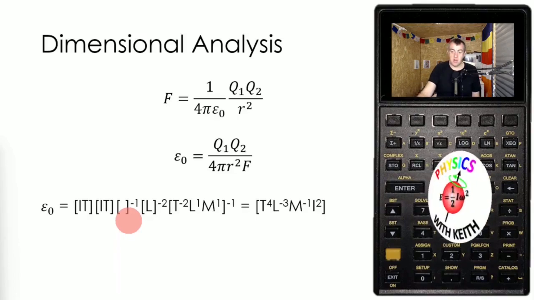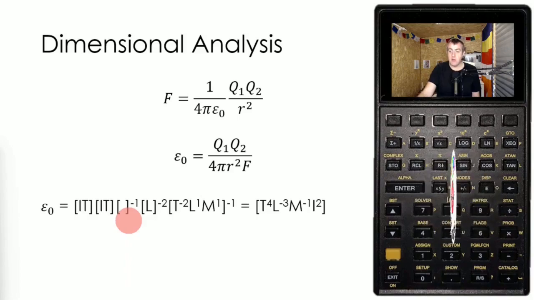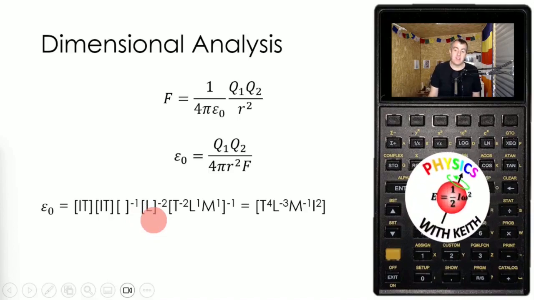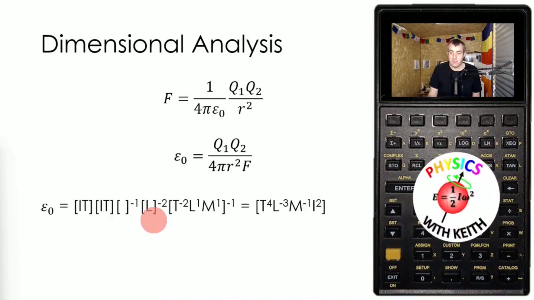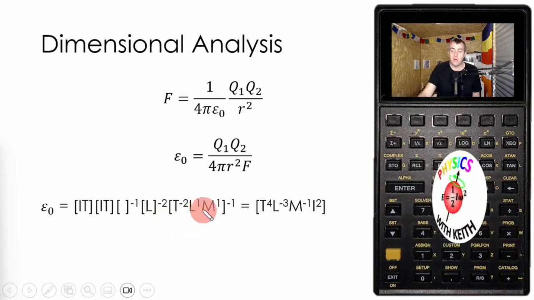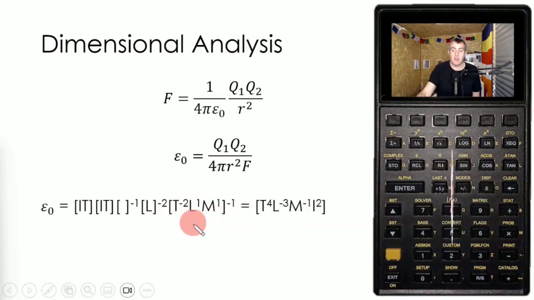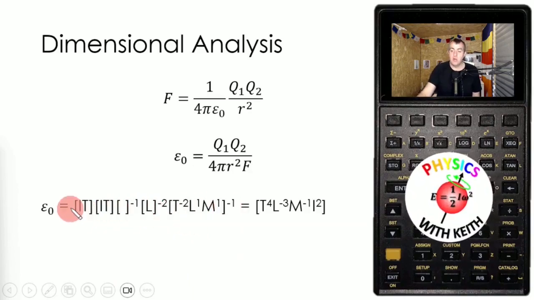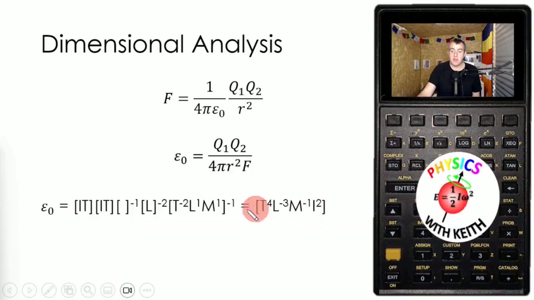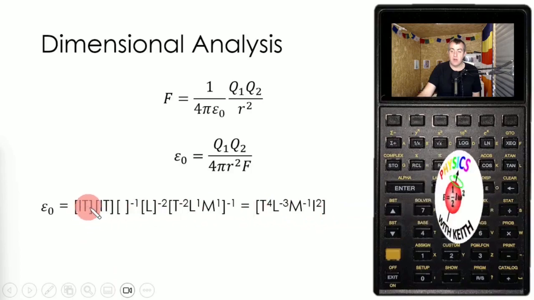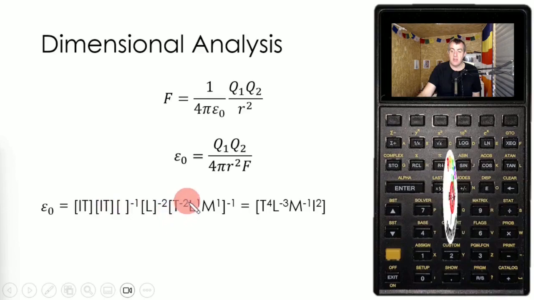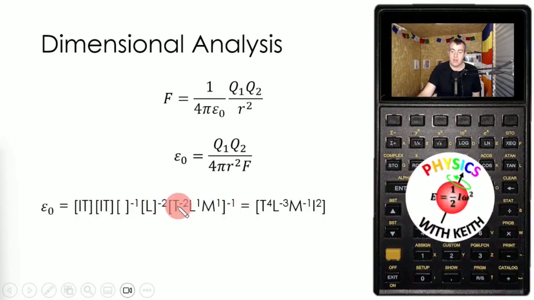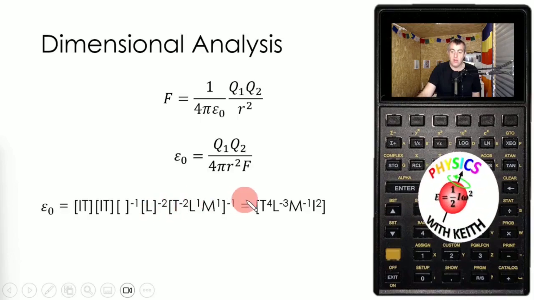We've then got pi, no dimensions. We've then got r², that's a length, but it's to the -2 because it's on the denominator. We've then got force, and we already know what force is, and that's to the -1 because it's on the denominator. Now we just combine them all. What have we got? 2 i's, that's I to the power of 2. How many t's have we got? We've got 1 t there, another t there. These t's are to the -2, but they're also to the power of -1. So that becomes t to the 4 in total.